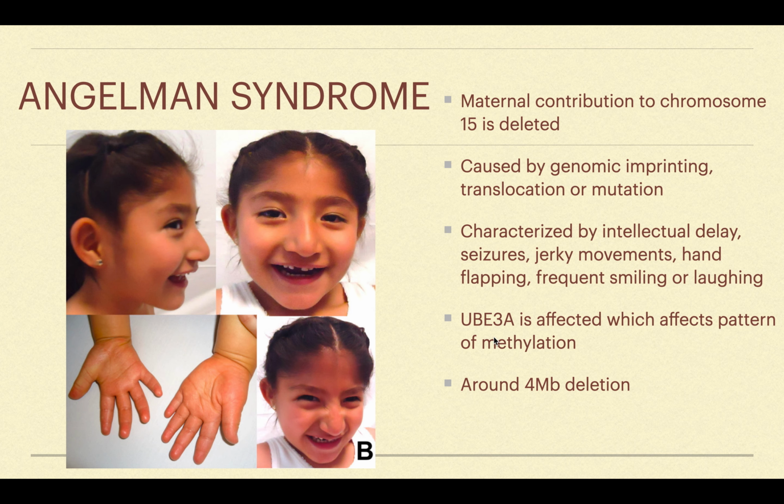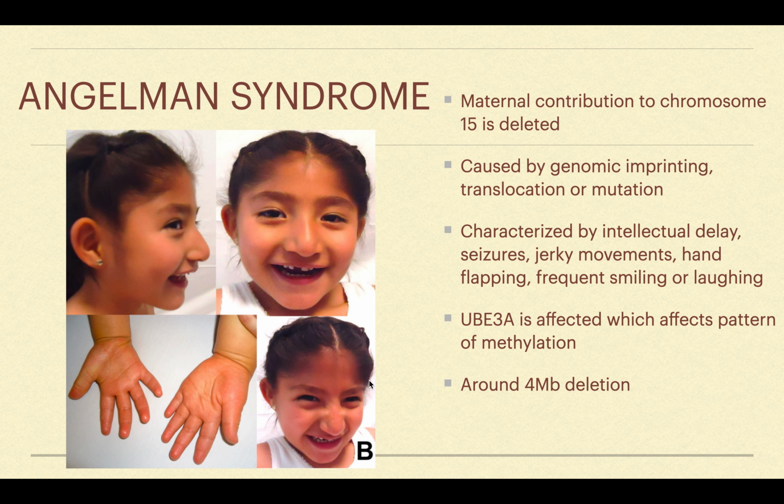It's also associated with the UBE3A gene, which affects the pattern of methylation. And remember, methylation is the silencing of a gene. With that silencing, there's around a 4 megabase deletion. I'm sorry, I'm thinking about computers. Around a 4 megabase deletion, so it's quite a bit that is deleted.